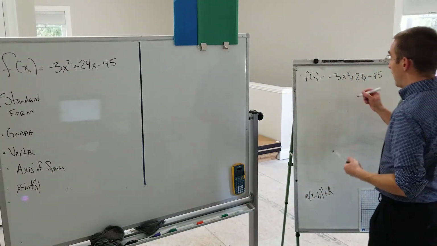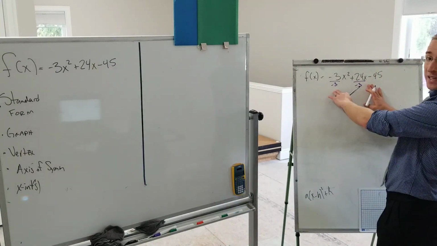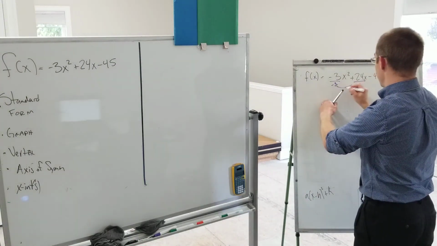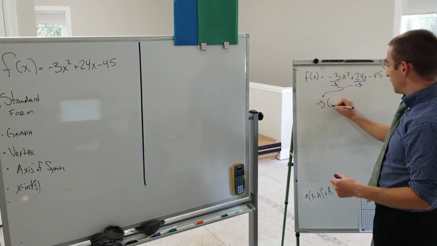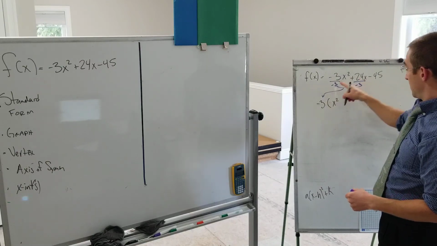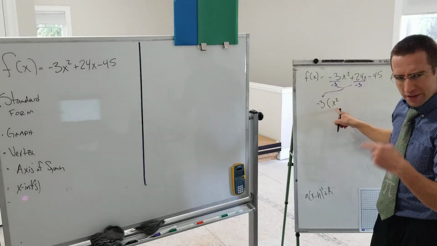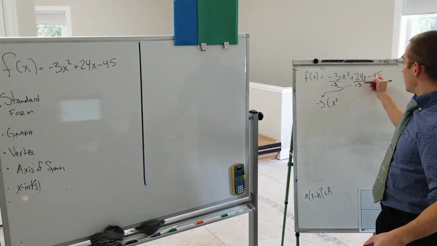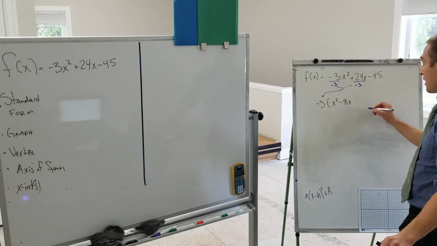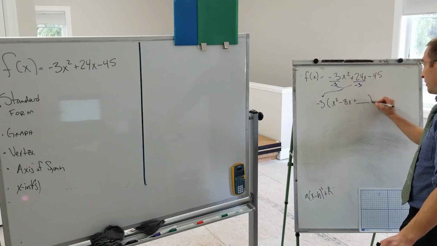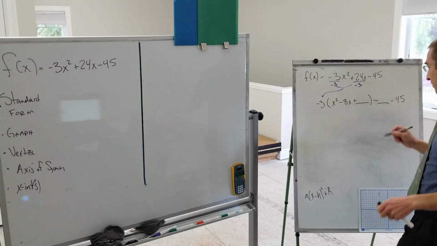So I'm going to factor this out by dividing each part that has an x by negative 3. And that negative 3 is going to plop out front, factored out, and I'm going to get an x squared, because negative 3 divided by negative 3 is 1, so I have 1x squared. You should always have 1x squared inside here. And then 24 divided by negative 3 is going to give us a minus 8x. And then I'm going to go plus blank, in parentheses, minus blank, minus 45.